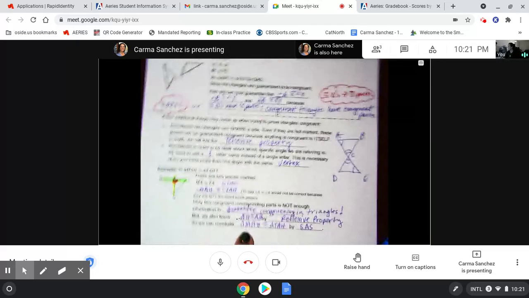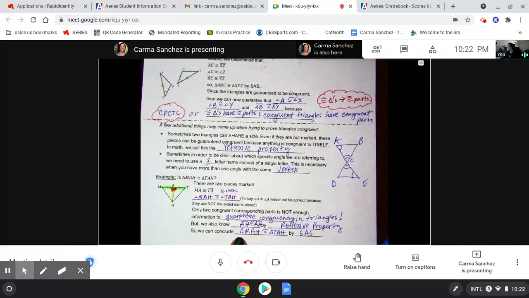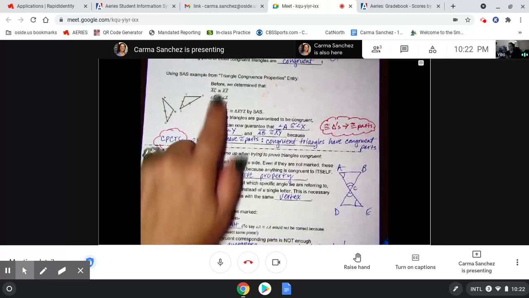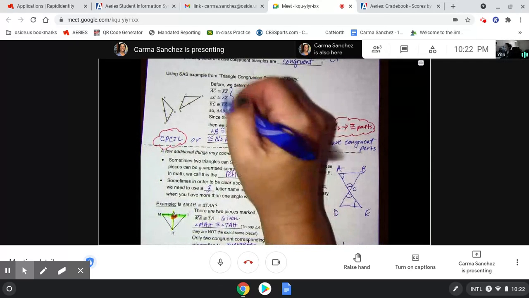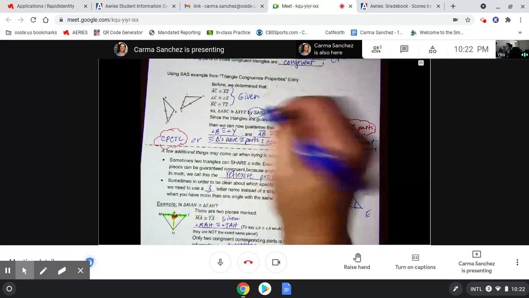This is called a paragraph proof when we write it in sort of a paragraph form. And then the ones that we were doing before are 2-column proofs. What do the 2 columns consist of? Your reasons go on the left. Your justifications like given and SAS go on the right.